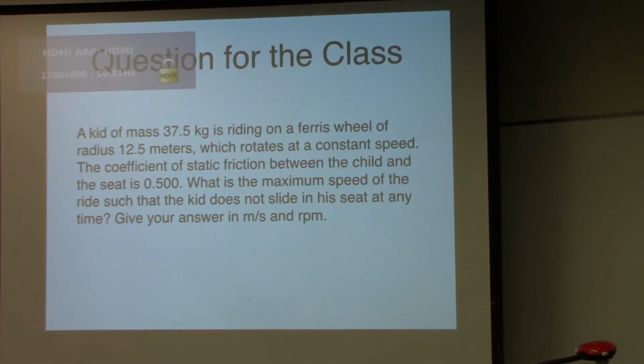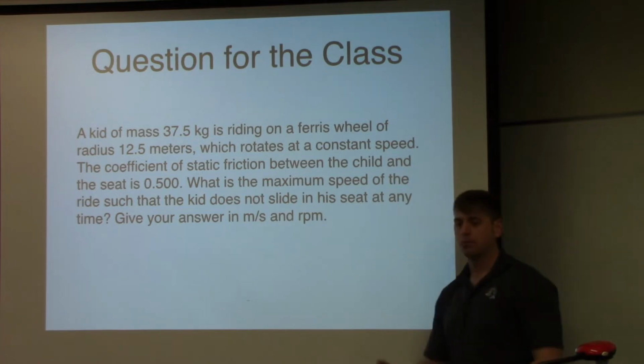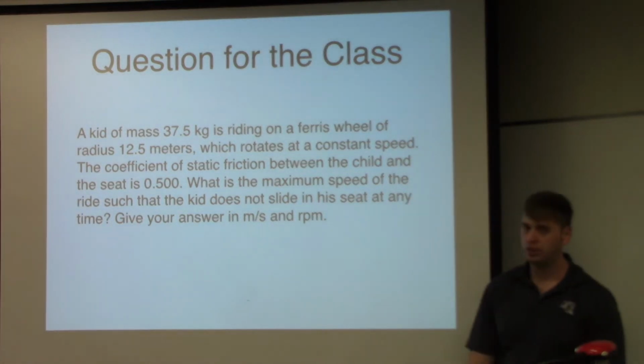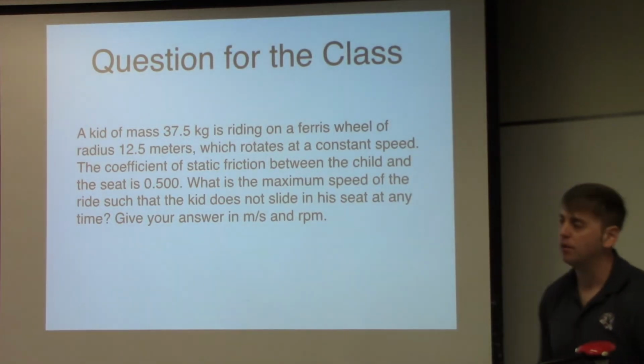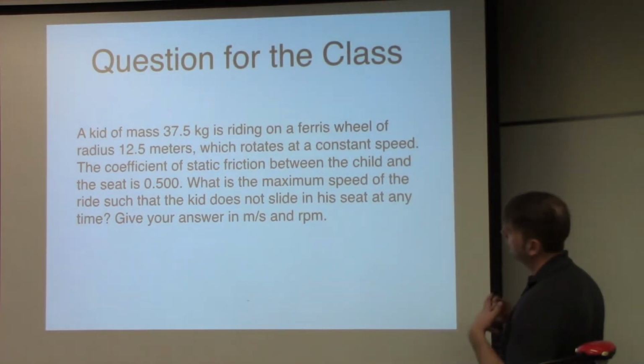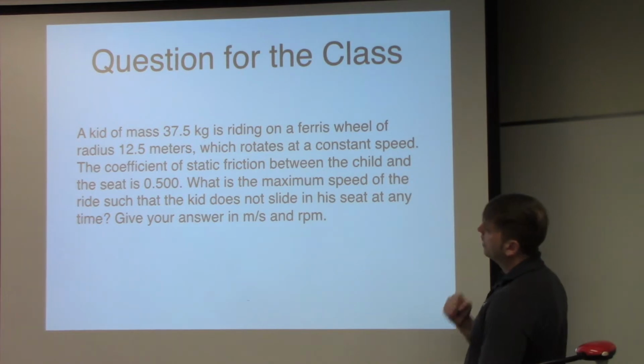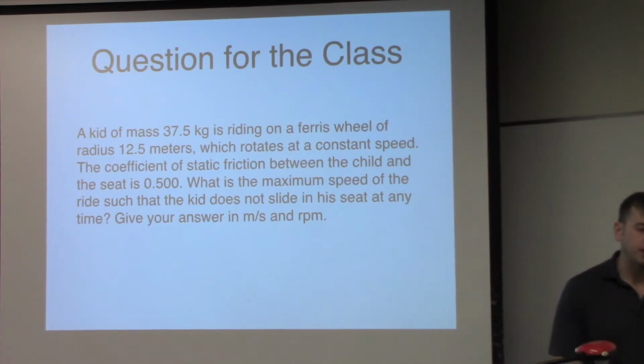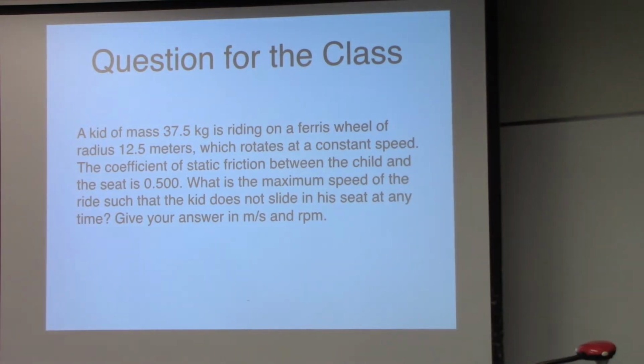All right, so this is a question for the class. What I'd like you to do is read this question, then pause the video, see if you can work this out, then come back to the video and see what the solution is. A kid of mass 37.5 kilograms is riding on a Ferris wheel of radius 12.5 meters, which rotates at a constant speed, just like before.